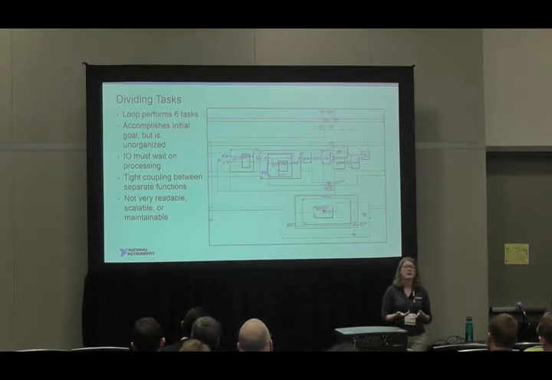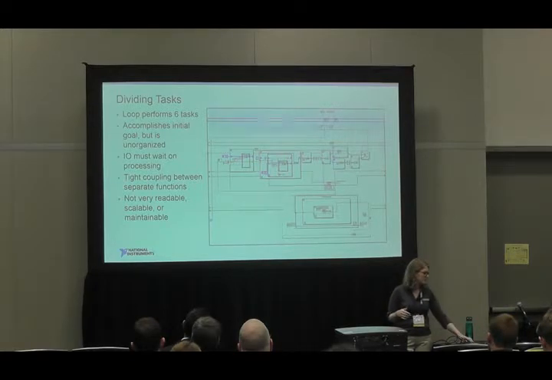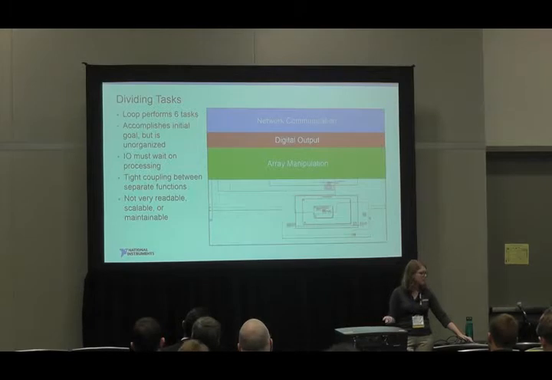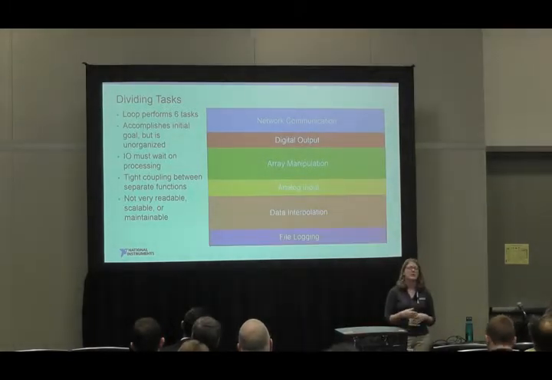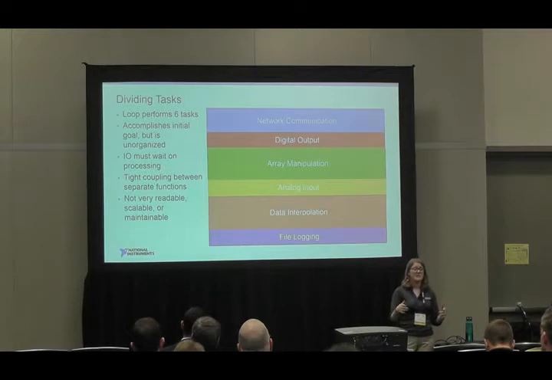So our first dividing tasks example. This code is typical of a newer developer. The tasks appear to be in parallel, but they're all within the same loop, and they're going to have to wait on other tasks to complete. We have some network communication, digital output, array manipulation, analog input, data interpolation, and file logging. Again, the actual code is not what's important here. What's important is that we have all of these tasks happening in a single while loop in this customer's application.